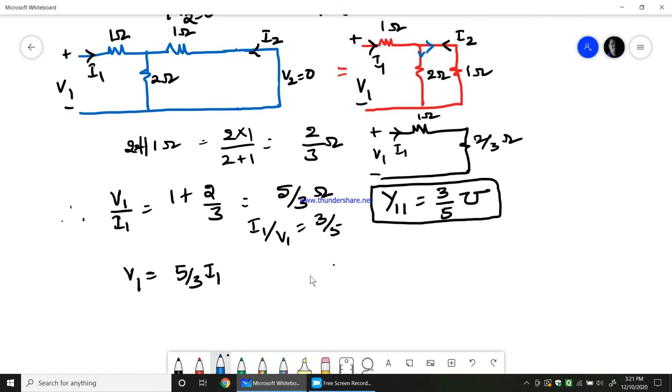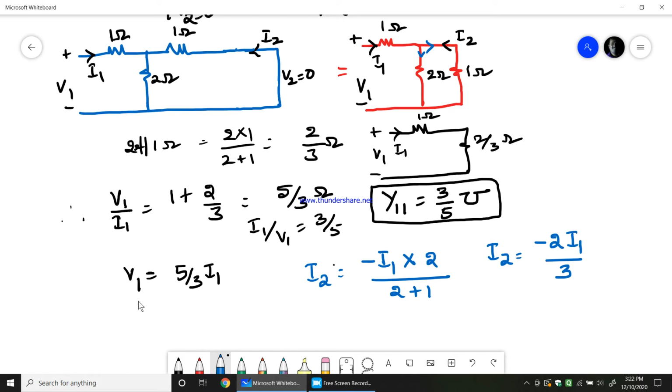So I can easily say I2 equals minus I1, because I2 is flowing in the reverse direction. Therefore minus I1 multiplied by the opposite resistance, which is 2, divided by the summation of both the resistances, which is 2 plus 1. So I will get I2 equal to minus 2 times I1 by 3. Now in this I2 expression, if I substitute I1 in terms of V1, what do I get?